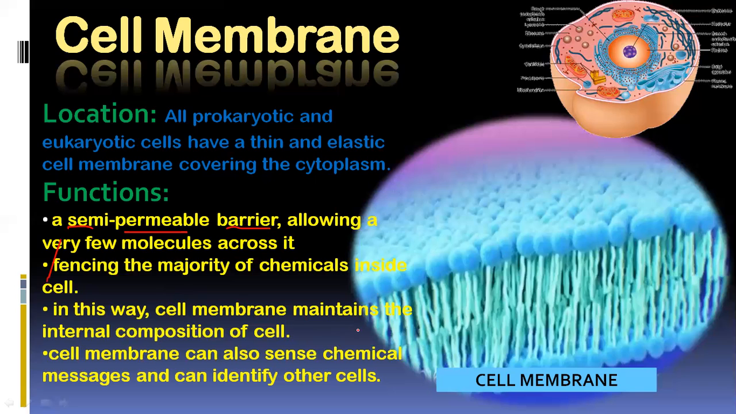In this way, the cell membrane maintains the internal composition of the cell. Internal composition means the chemicals which are required for the cell are present, or it allows those to pass inside the cell, and those which are not required, for example wastage, excreta, or other materials which are in excess, it removes out of the membrane. Cell membrane can also sense chemical messages and can identify other cells.